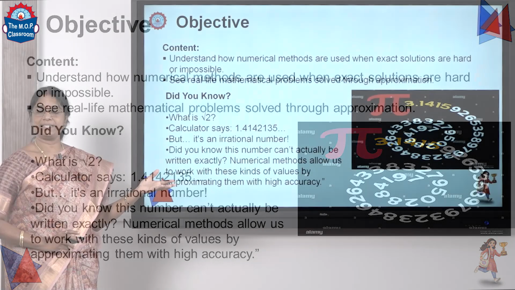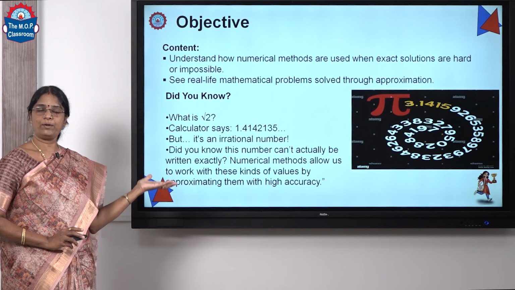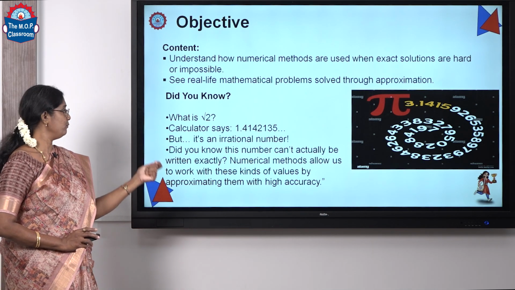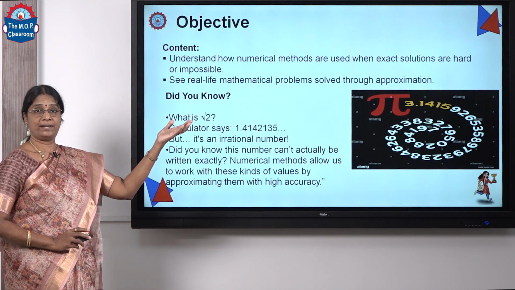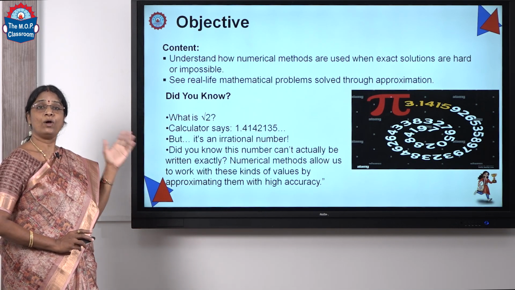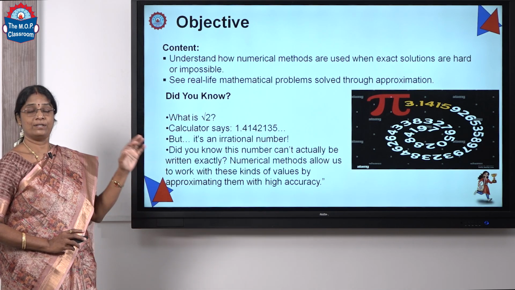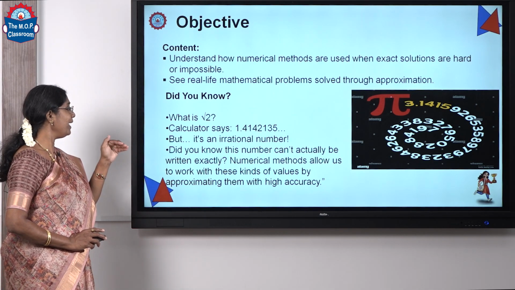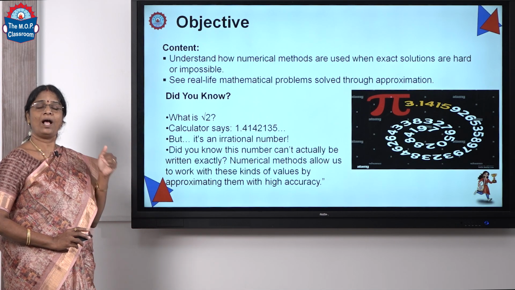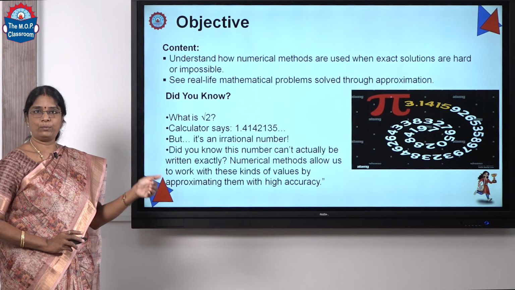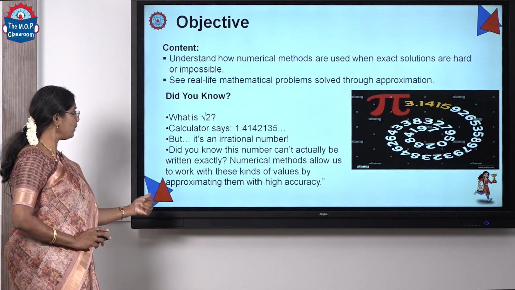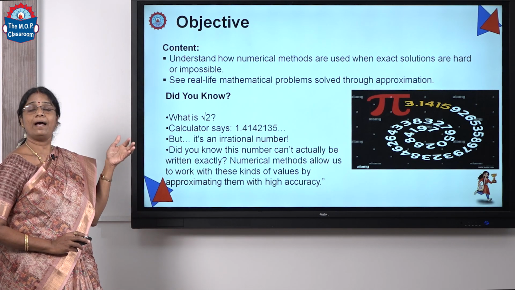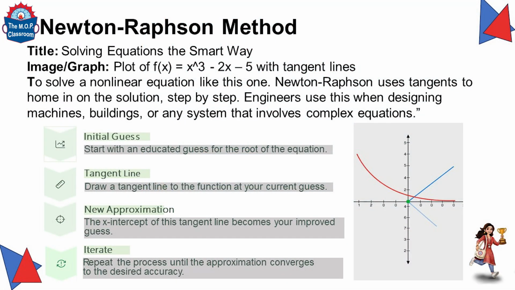When I ask you the question, what is the square root of pi or what is the square root of 2, people immediately use calculators, and the calculator will give you the answer as 1.4142135, etc. It goes on and on. When I ask a person to write it, it's not possible in a real life situation. So here comes the numerical methodology, which gives you the values we need. Depending on the situation or requirement, we approximate them with a high level of accuracy.